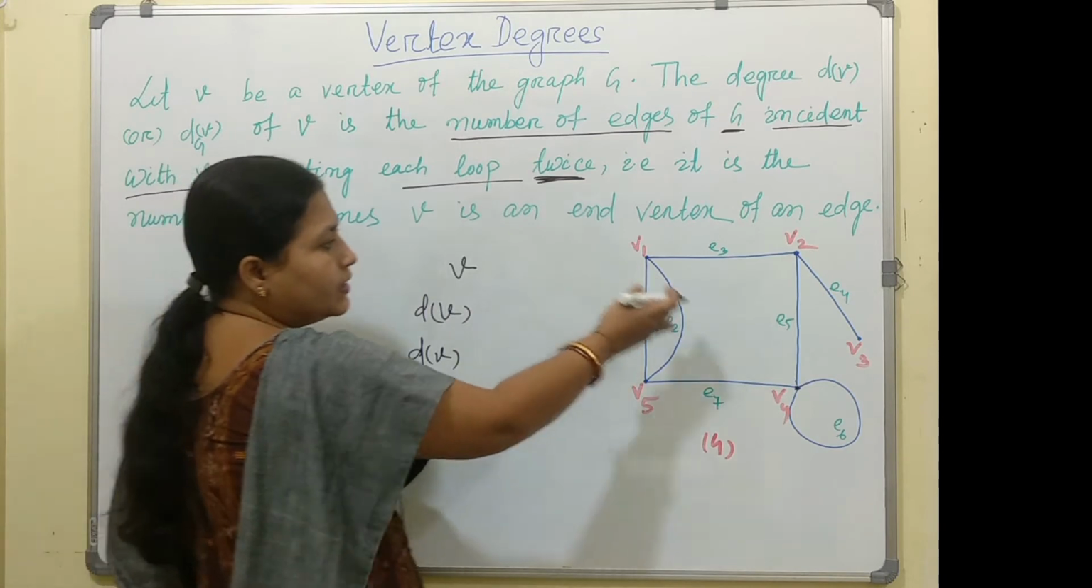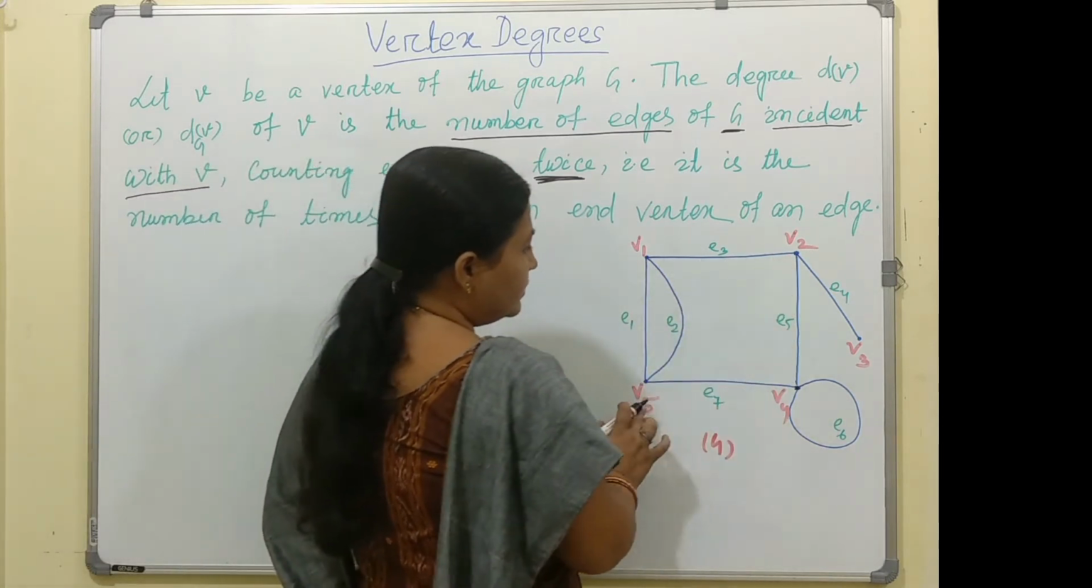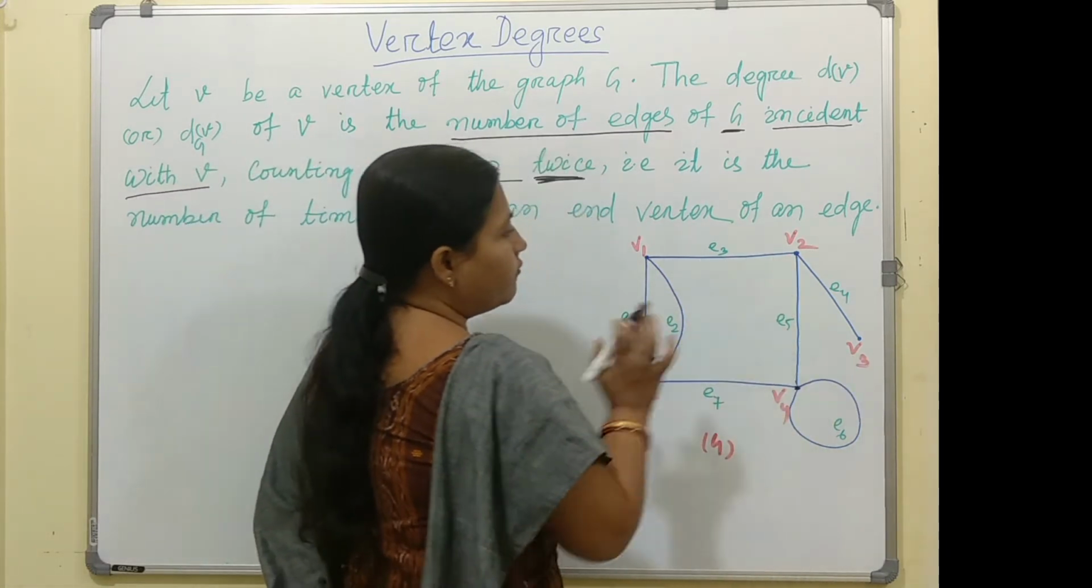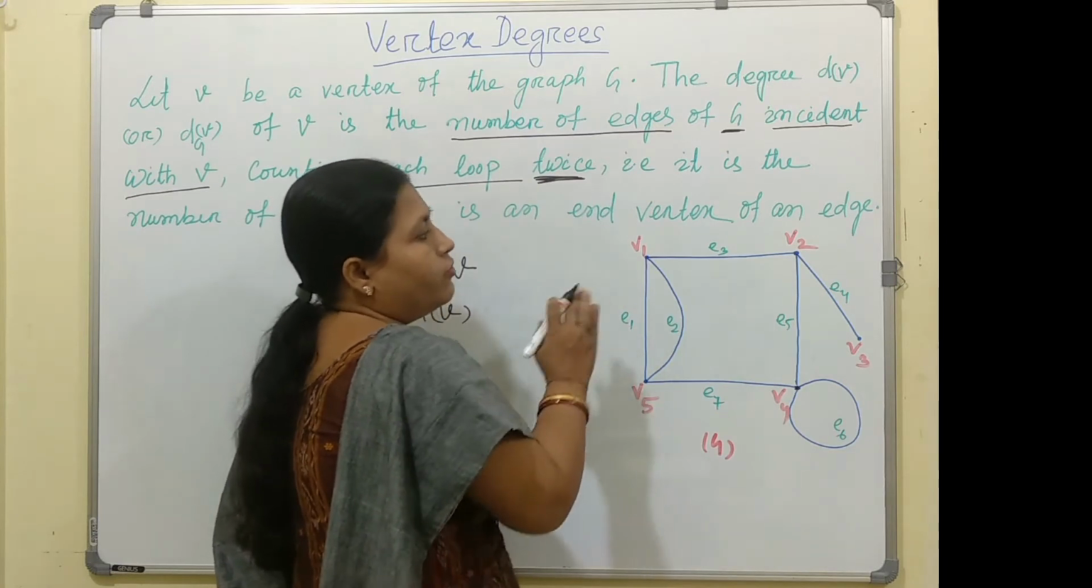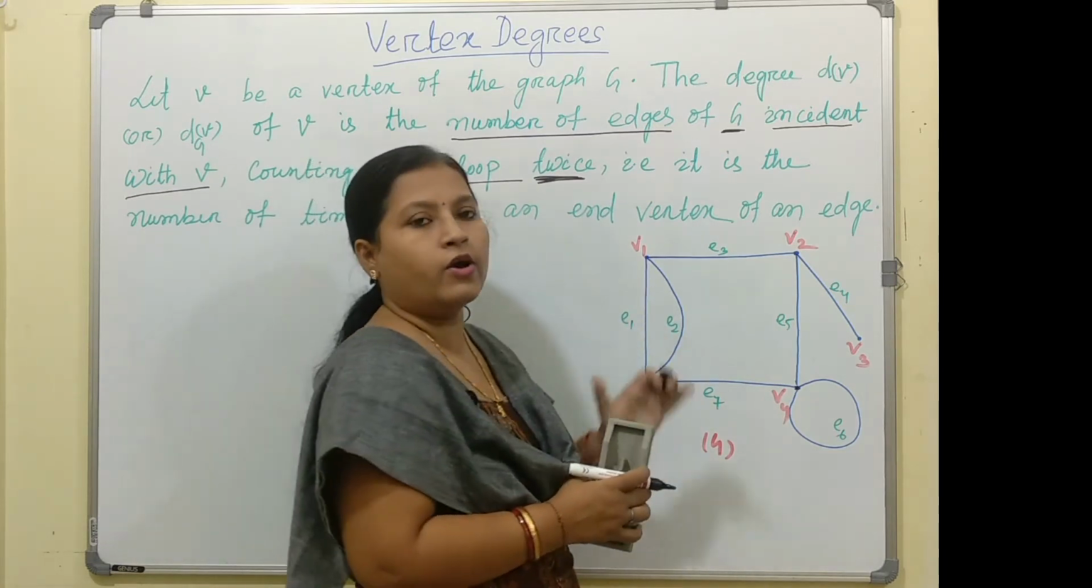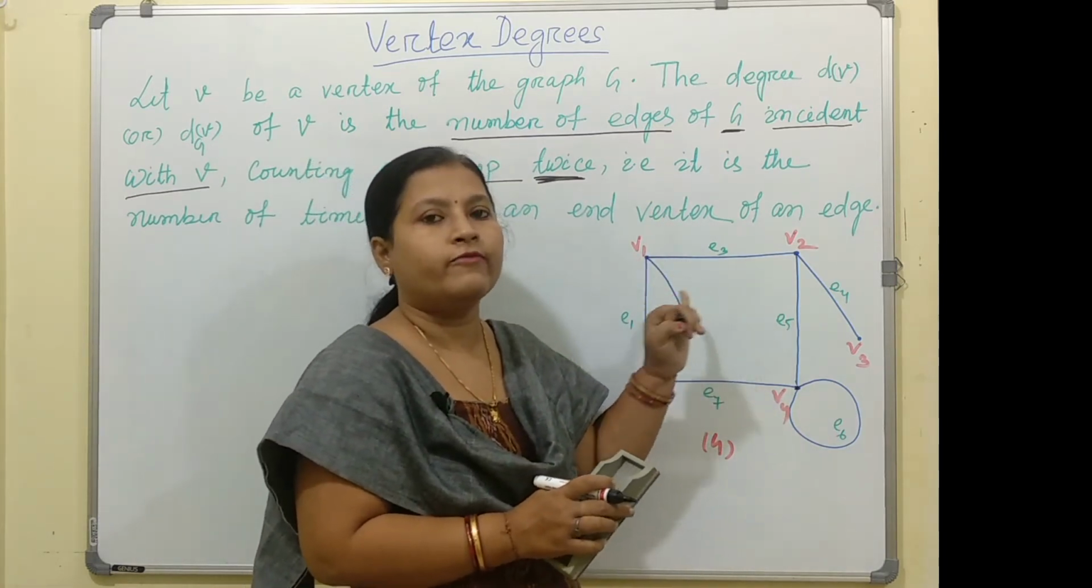Taking this graph, there are 5 vertices and now we will find the degree of all 5 vertices.